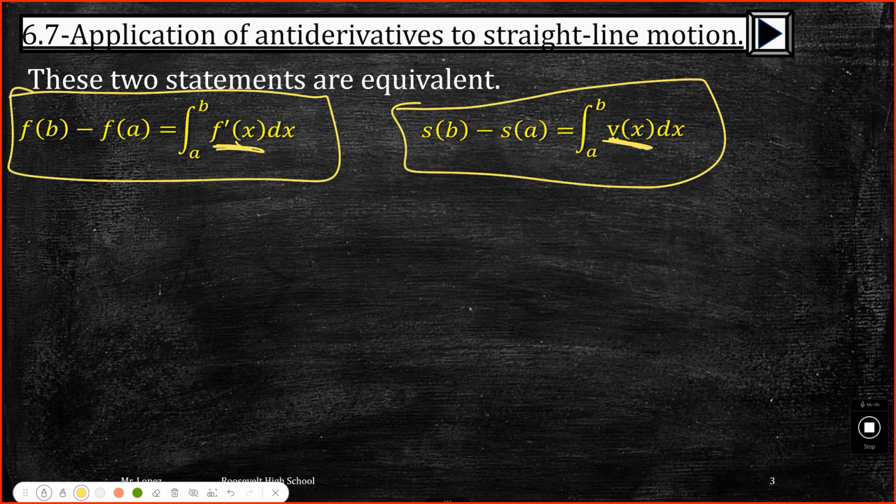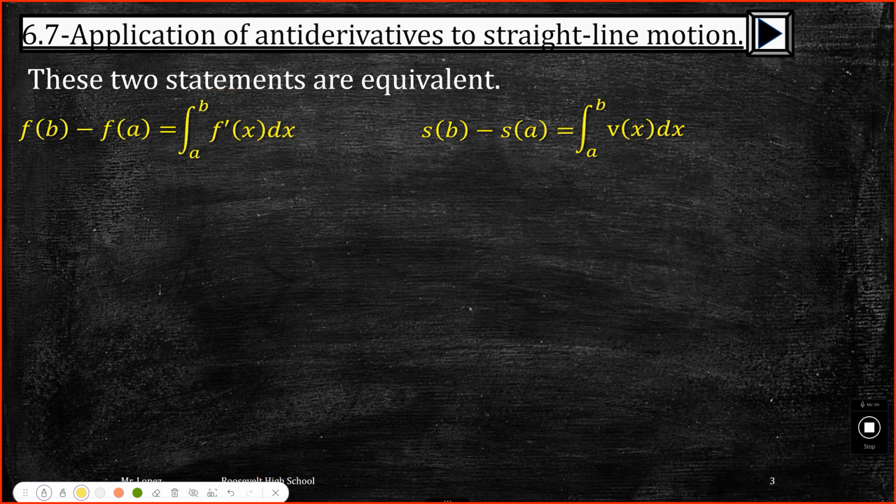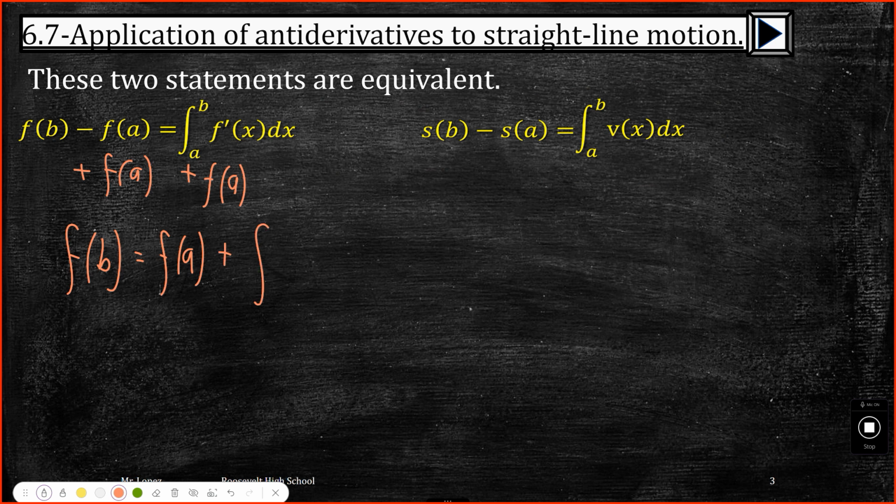Another way to rewrite both of these is to move f of a over to the other side. If we add f of a to the other side, then we have f of b equals f of a plus the integral from a to b of f prime of x dx. Same thing over there.